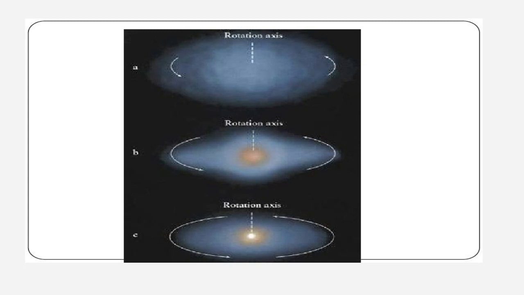So when it collides with asteroids, it becomes larger. When it becomes larger, it will become a dwarf planet or a planet.